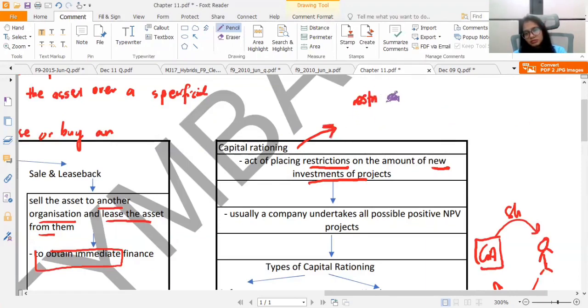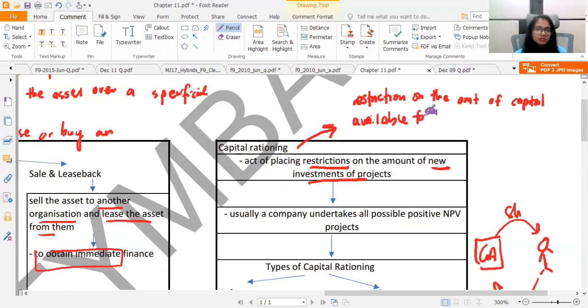Restriction on the amount of capital available for projects. Okay. Now, you can use the word limitation as well, right?